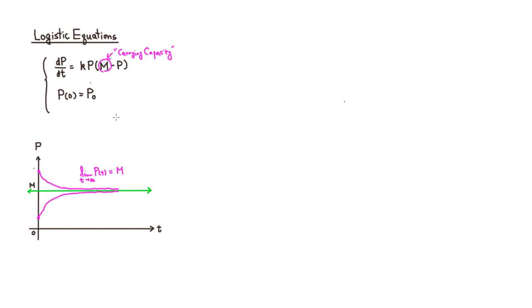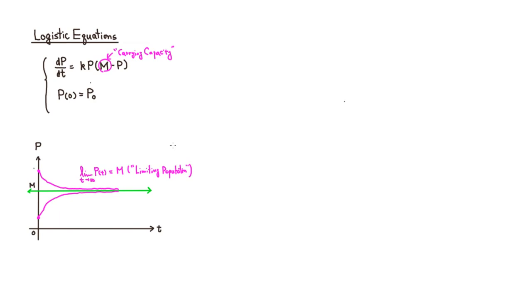And because of this, the carrying capacity is also called the limiting population. So it's a fairly realistic model for population because of the food restriction or the space restriction. The population cannot grow larger and larger. It has to stop somewhere. So that's what the carrying capacity is.